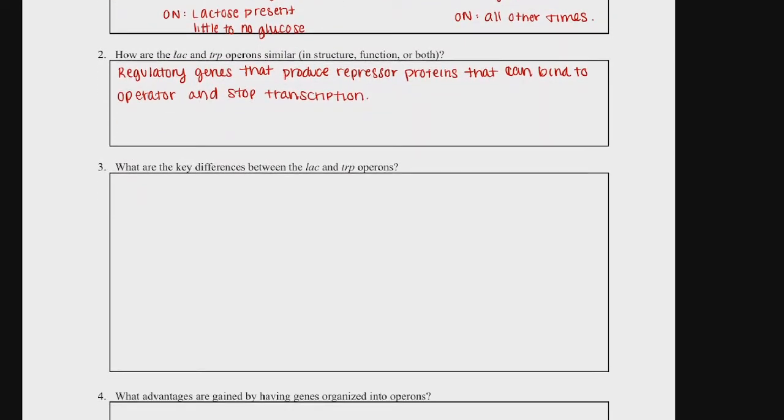Okay, number 3. What are the key differences between the lac and trp operons?